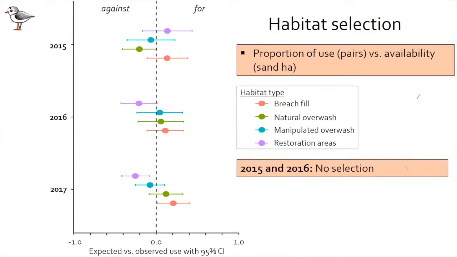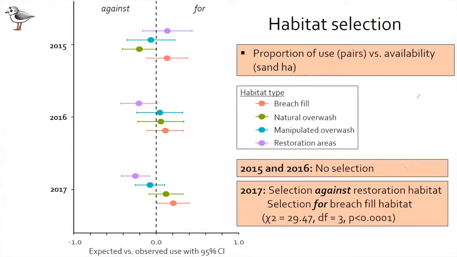So you'll see in 2016 and 2015, there was no selection, so all of these points fall across the line. But in 2017, we saw that there was actually selection for these breach fill sites, which is here in the pink, and selection against those restoration sites in relation to the available area, which is shown here.